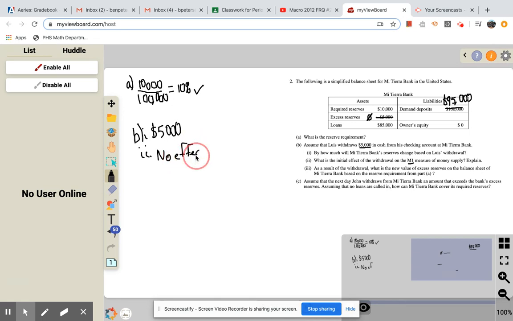No effect. And then for the explanation, you could just say money classification changes. Again, there's no change to the amount that's in M1, because you guys know that M1 consists of cash and checking. All that happened was that the money changed classification from checking to cash, but both are considered M1.